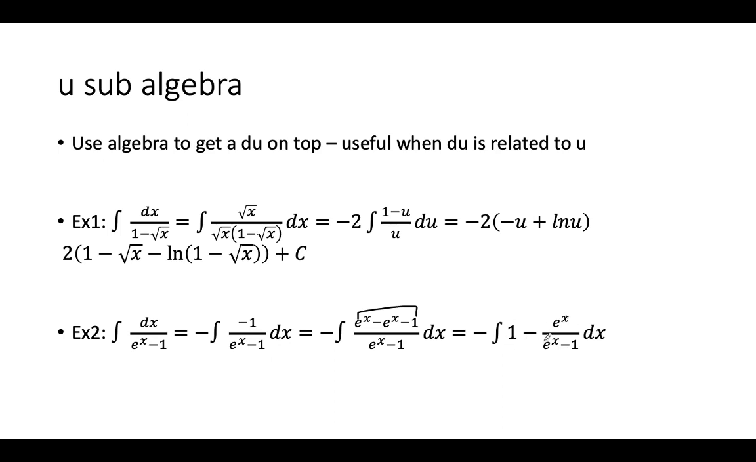In this term, we have a u, this is our u, and this is our du, because the derivative at the bottom is just e to the x, right? So now we just have negative x minus the natural log of e to the x minus 1 by u-substitution.